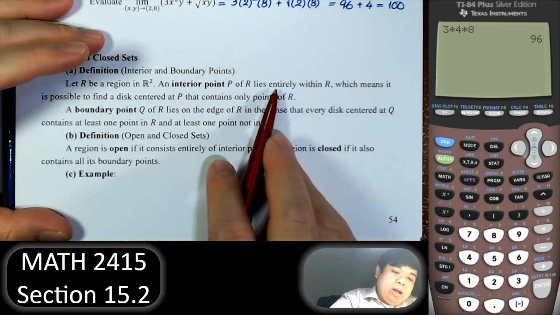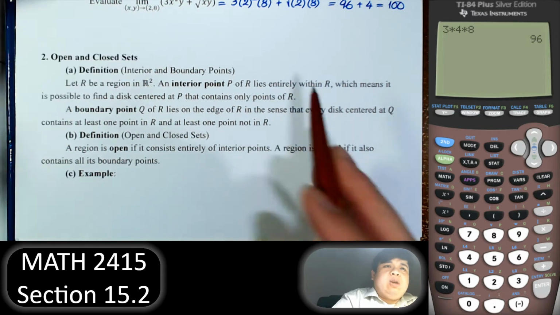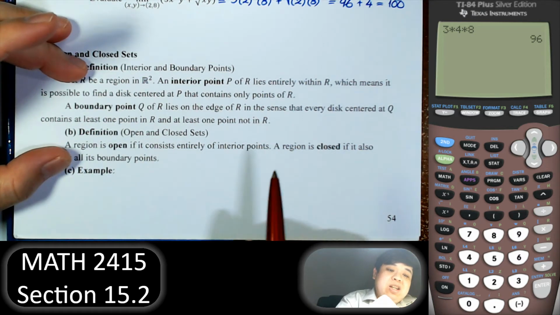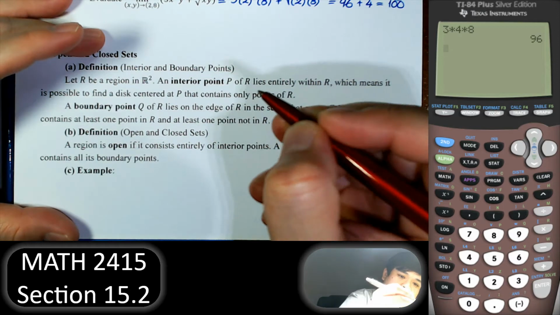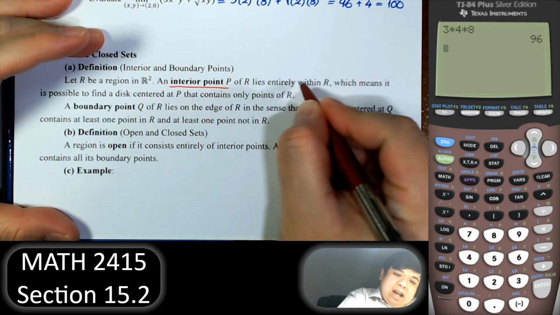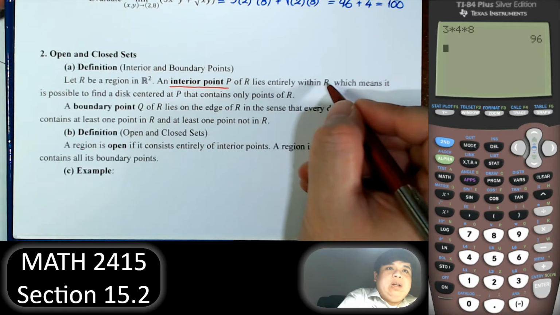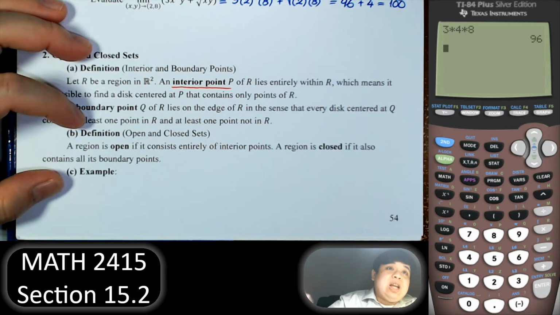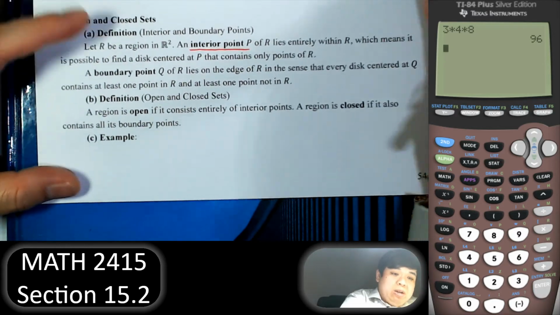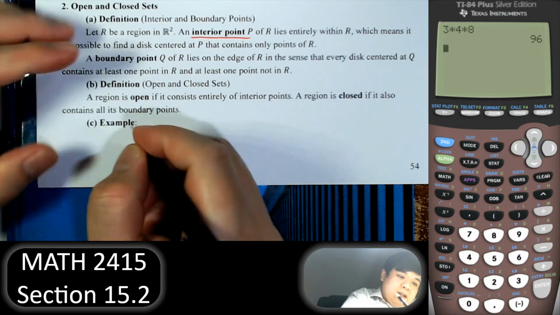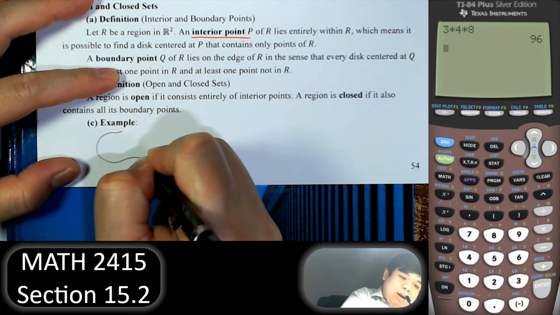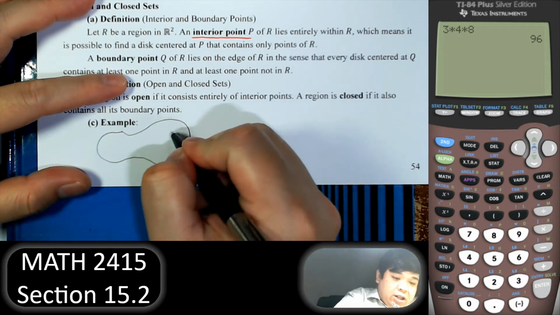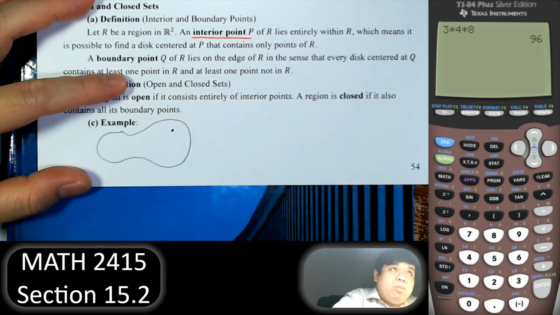An interior point lies entirely within R. What's the big deal? Which means it is possible to find a disk centered at P containing only points of R. So we have an interior point, and that lies entirely within the region. That's what we call the interior point, right? Actually, mathematically, this is really precise. Let's say we talk about an open region, for example. And of course, obviously, what we have here is an interior point, right?